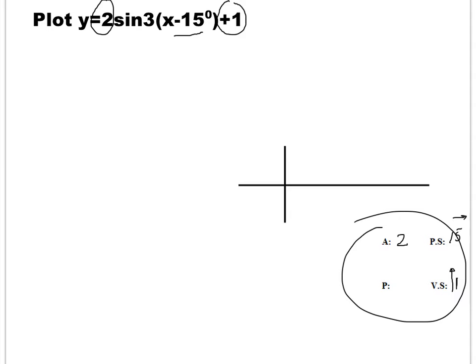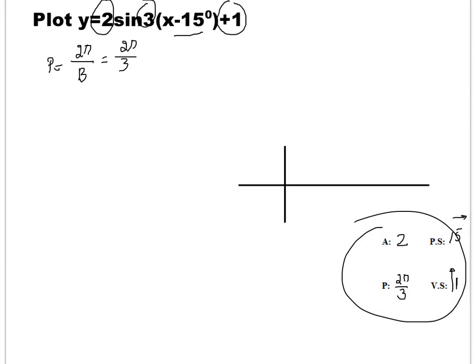To find the period, this number helps me. This is B. Remember that period and B are related with the following formula: 2 pi over B is equal to period. Or you can say 2 pi over 3. So the period is 2 pi over 3.